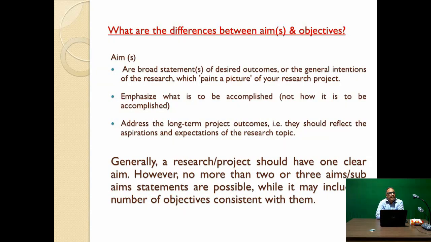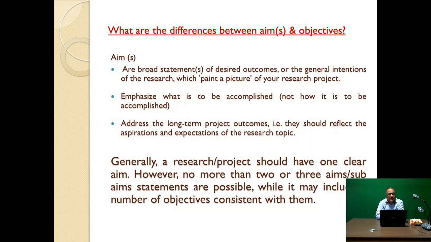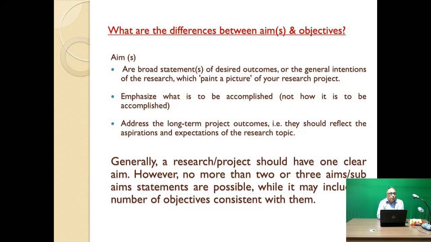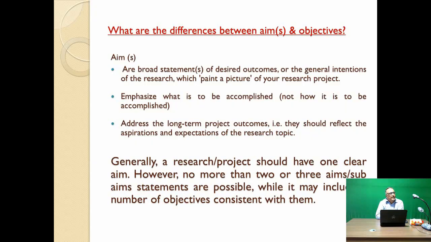Generally, a research or a project should have one clear aim. However, sometimes no more than 2 or 3 aims, or sub-aims, are possible, while the research may include a number of objectives consistent with the aim. Some tutors or supervisors prefer one focusing aim, and others like to see sub-aims.